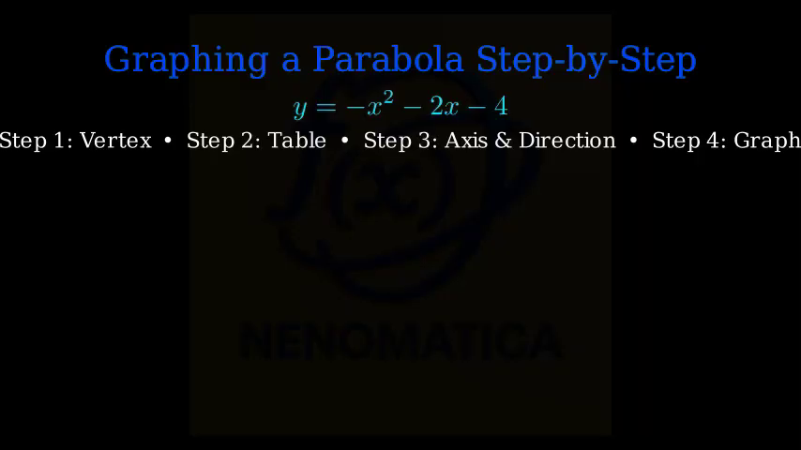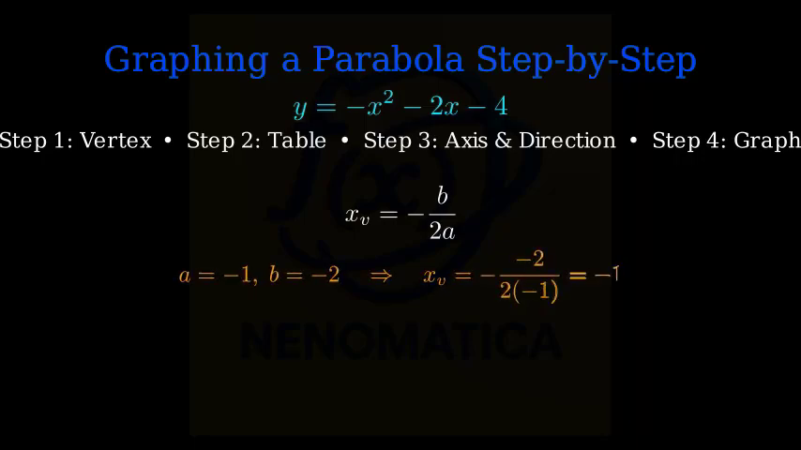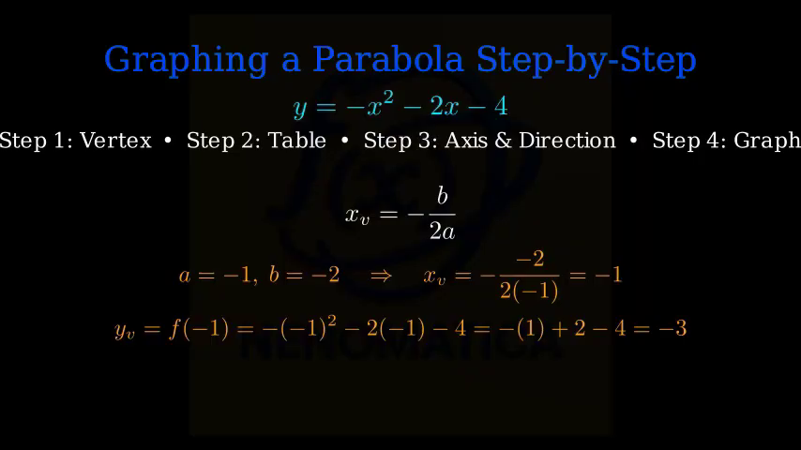Step 1. Find the coordinates of the vertex. For y equals ax squared plus bx plus c, the x-coordinate of the vertex is x equals negative b over 2a. Here, a equals negative 1 and b equals negative 2. So x equals negative, open parentheses, negative 2, close parentheses, over 2 times negative 1, which simplifies to x equals negative 1. Now plug in x equals negative 1 to get the y-coordinate. y equals negative, open parentheses, negative 1, close parentheses squared, minus 2 times negative 1, minus 4, which simplifies to y equals negative 3. So the vertex is the point A at negative 1, comma, negative 3.